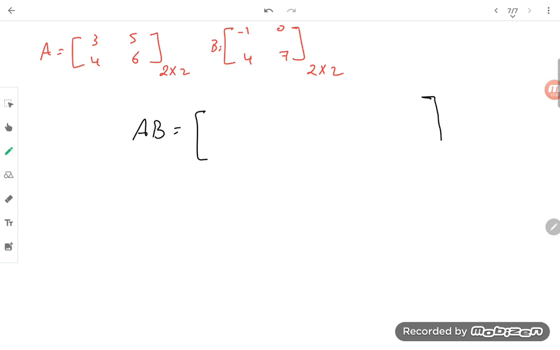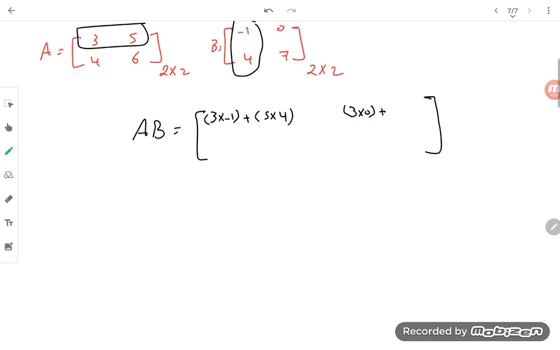So it will be 3 multiplied by -1 plus 5 multiplied by 4. So it is row multiplied by column. So this is the first item. With respect to the second one, it will be 3 multiplied by 0 plus 5 multiplied by 7. So the first row is multiplied by the second column.